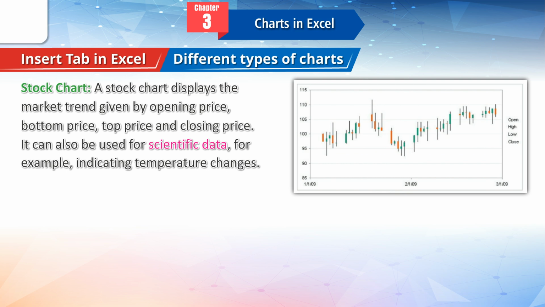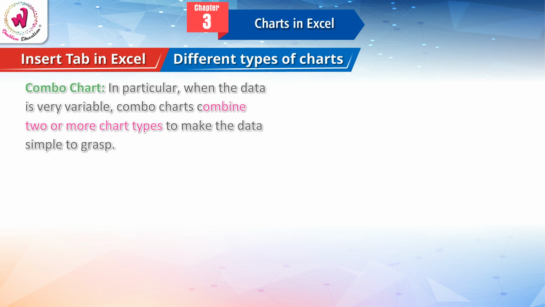Stock chart. A stock chart displays the market trend given by opening price, bottom price, top price, and closing price. It can also be used for scientific data, for example, indicating temperature changes.